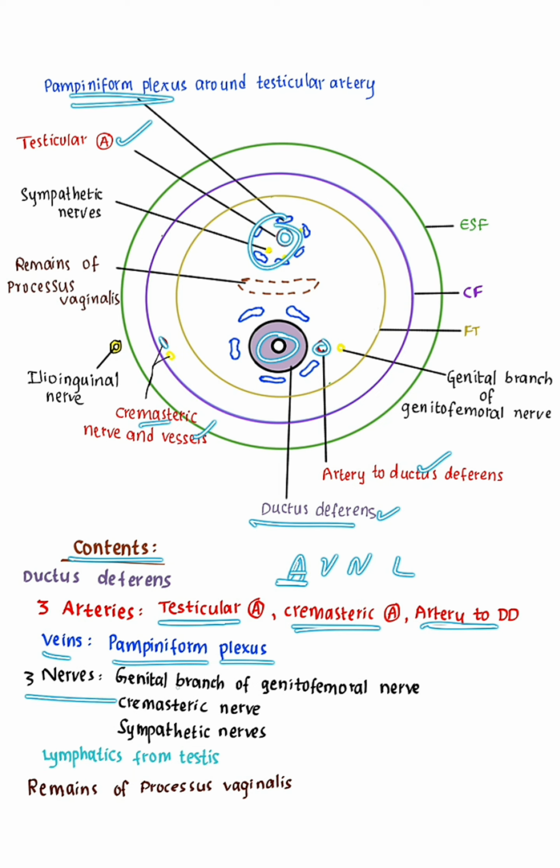Three nerves: genital branch of genitofemoral nerve, cremasteric nerve, sympathetic nerves. You can see these are sympathetic nerves.